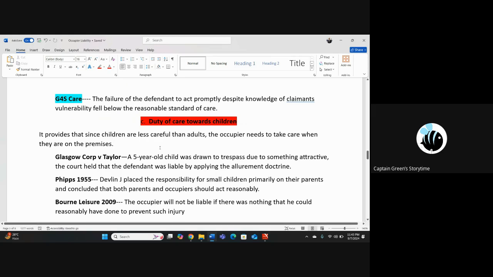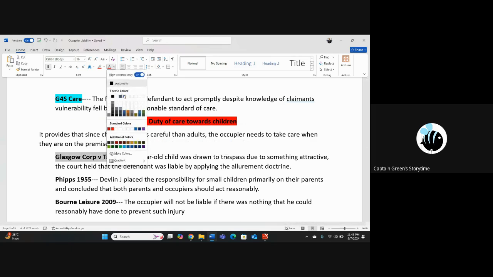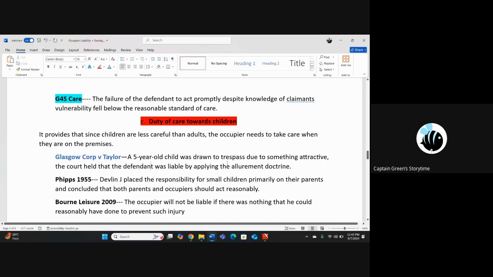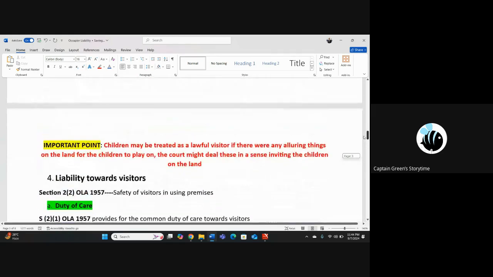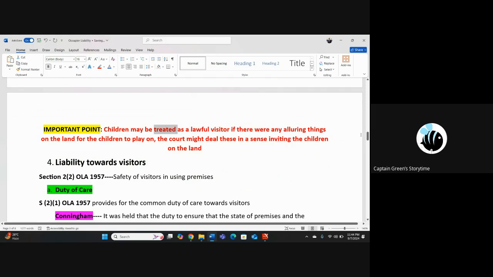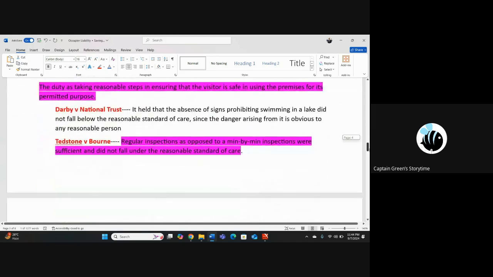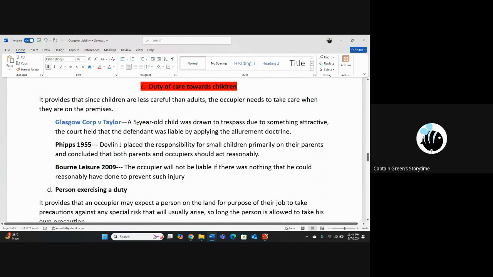Coming to the case of Glasgow Corporation versus Taylor, a 5-year-old child was drawn to the trespass by something attractive. The court held that the defendant was liable by applying the allurement doctrine. As we studied here, there was a case of allurement. Look at this important point. As I said, it will be dealt with from an exam point of view. In the case of Glasgow, when there is an allurement, something attractive on your land, the child would be regarded as a visitor and you would be liable for any injury caused to him due to the state of the premises.